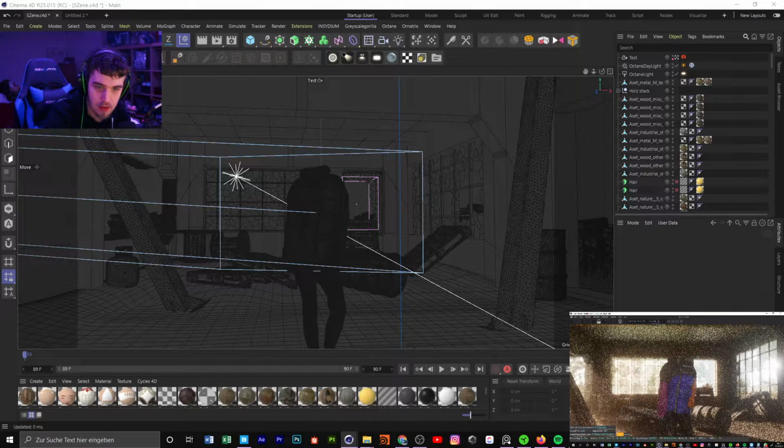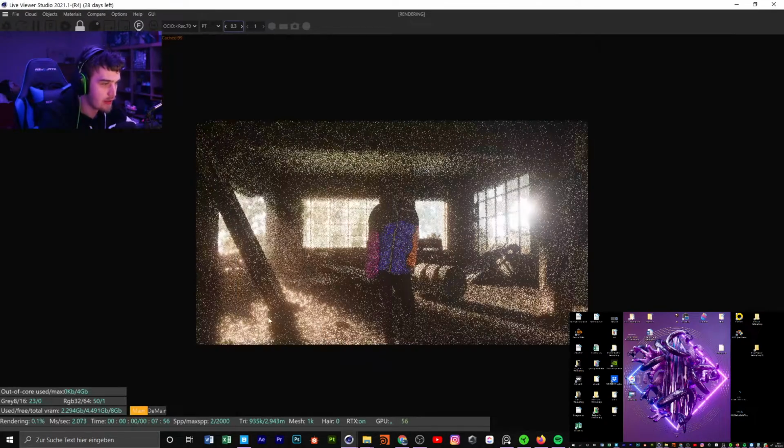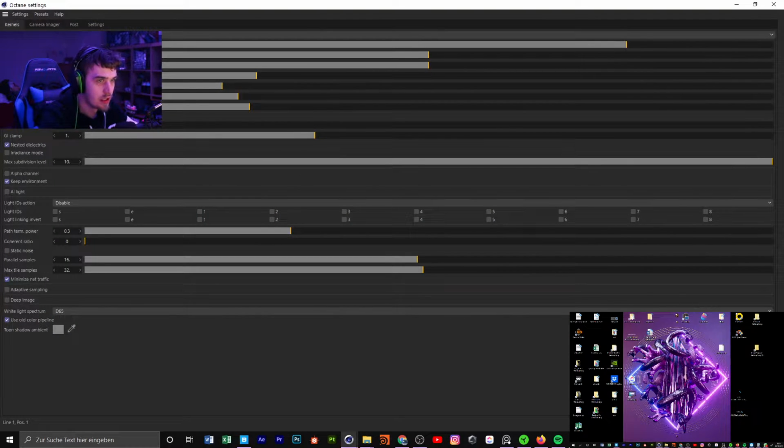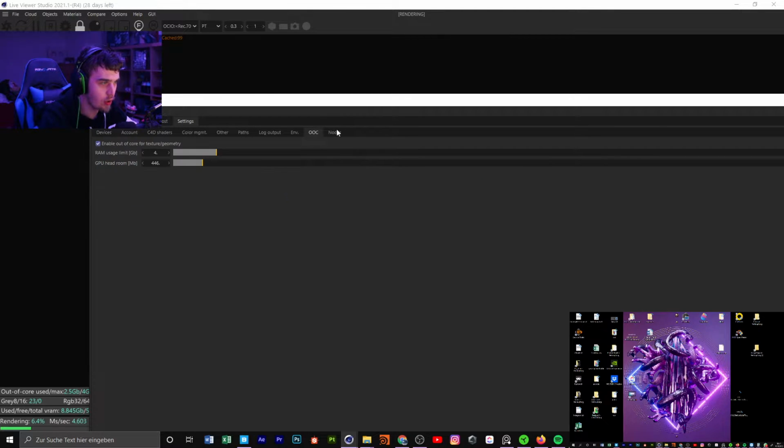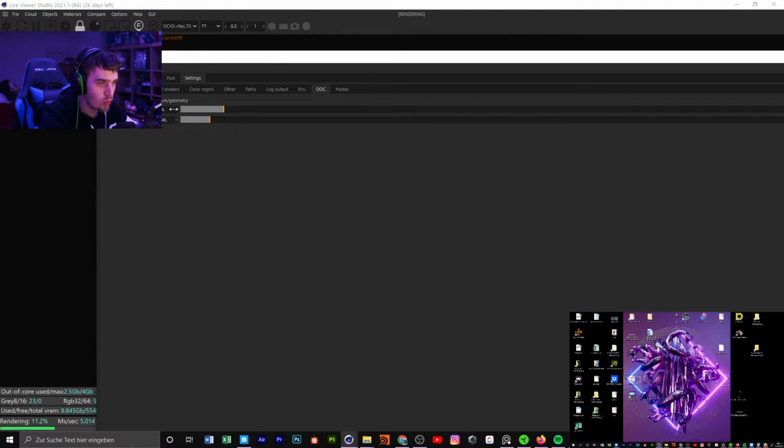I was like, why has this happened? The solution is, you need to go to the Octane settings. I don't know why this happened, but the default value on my PC was a RAM usage of 4 gigabytes, and that's way too low for scenes like that.